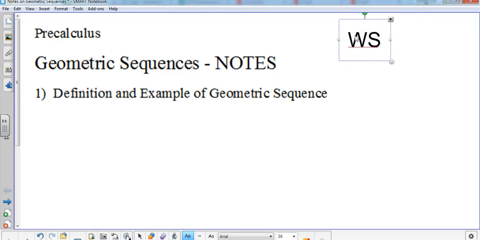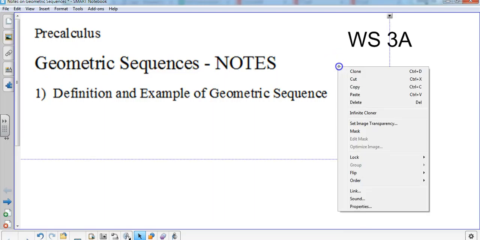Alright guys, this is worksheet 3, side A. And we're going to talk about geometric sequences. Just a few examples here. A geometric sequence could look like this.